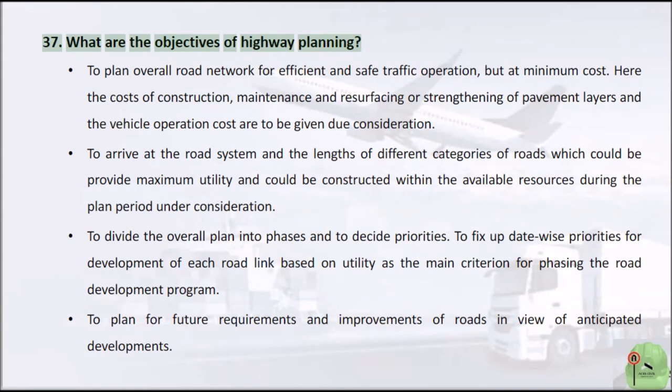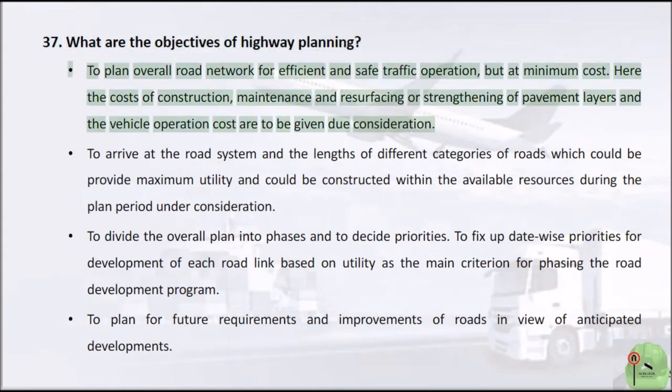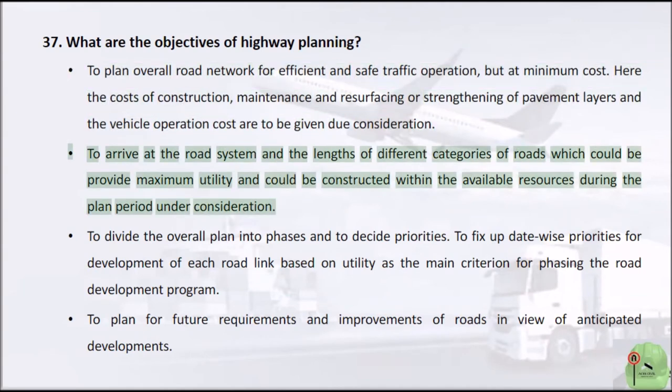What are the objectives of highway planning? To plan overall road network for efficient and safe traffic operation, but at minimum cost. Here the costs of construction, maintenance, and resurfacing or strengthening of pavement layers and the vehicle operation cost are to be given due consideration. To arrive at the road system and the lengths of different categories of roads which could provide maximum utility and could be constructed within the available resources during the plan period under consideration.